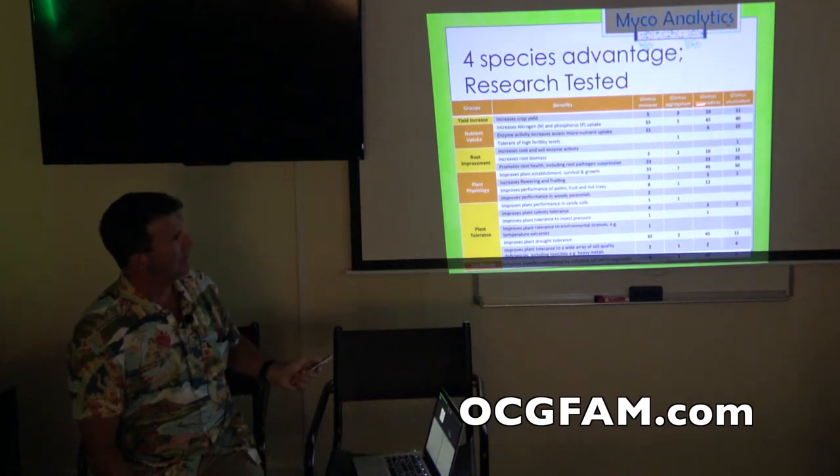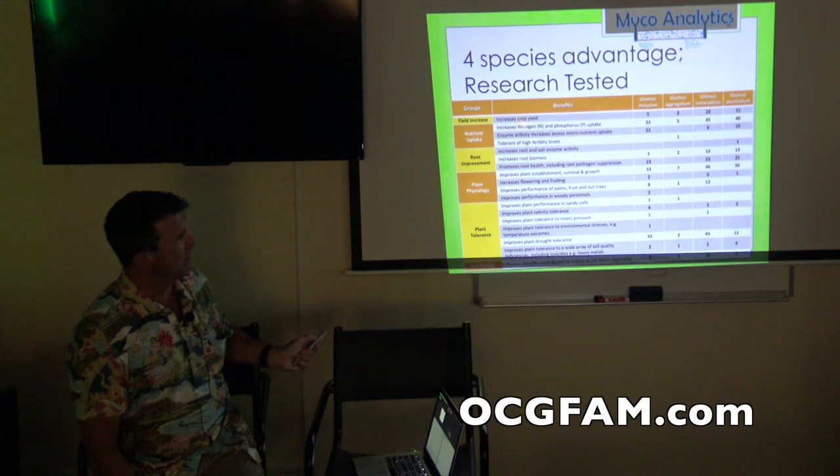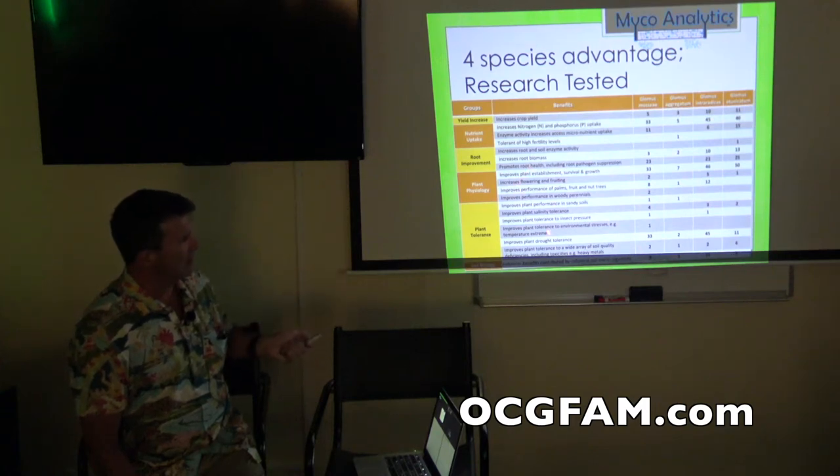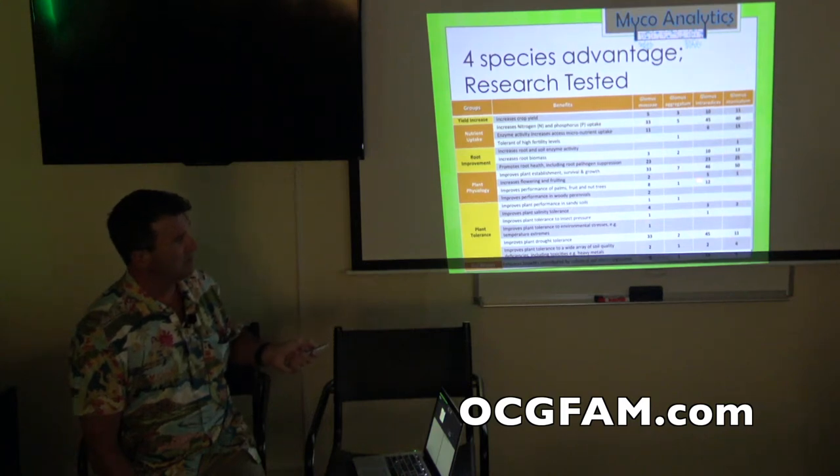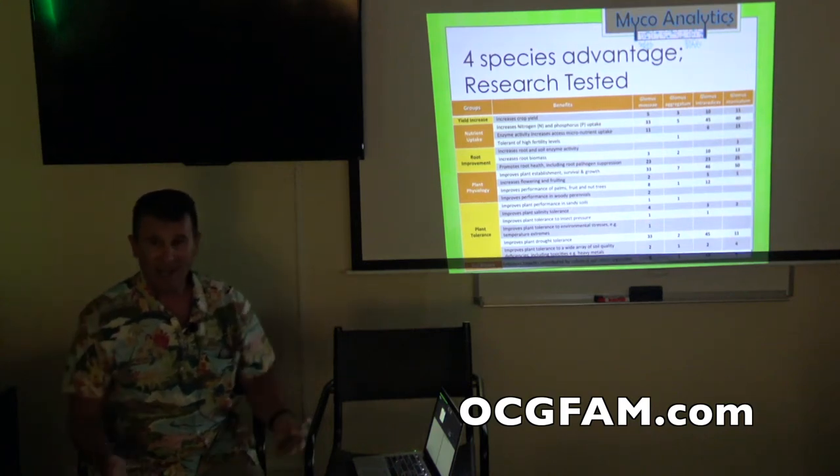So here are those four mycorrhizal fungi again, and here are the benefits, whether it be increased crop yield or increased root and enzyme activity, root biomass, increased flowering and fruiting, salt tolerance, drought tolerance, whatever. And then here's the number of recent studies in the last 7 years that demonstrated the benefits of those various species. So there's a lot of research.